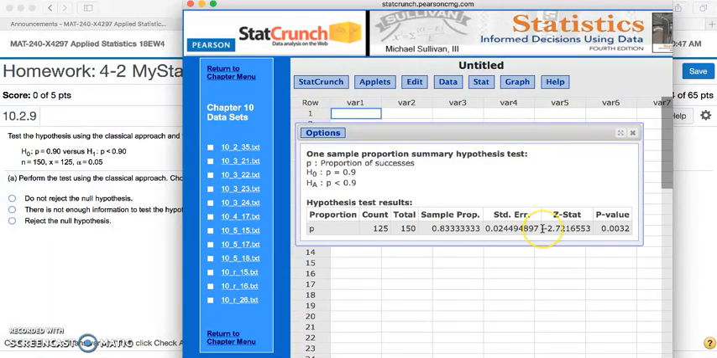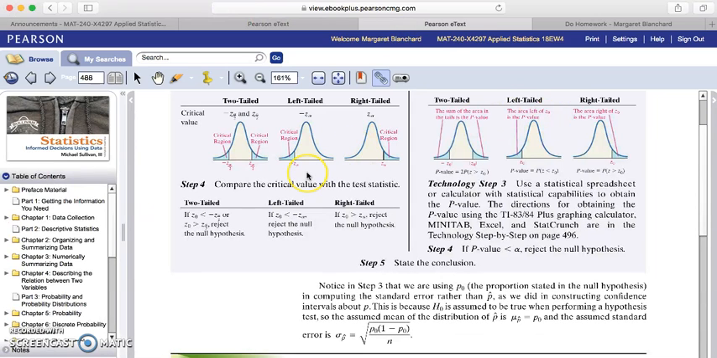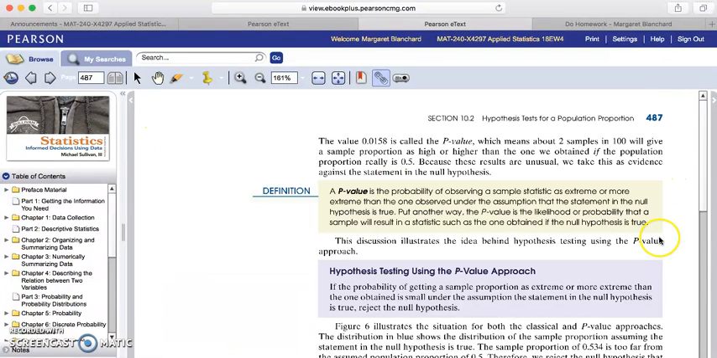Here you can see our z-stat, or the test statistic, is negative 2.72165, and so on. So let's look back at our problem. What does it say? It says first let's find our critical value. We are doing a left-tailed test. Let's go back really quick just to talk about that.